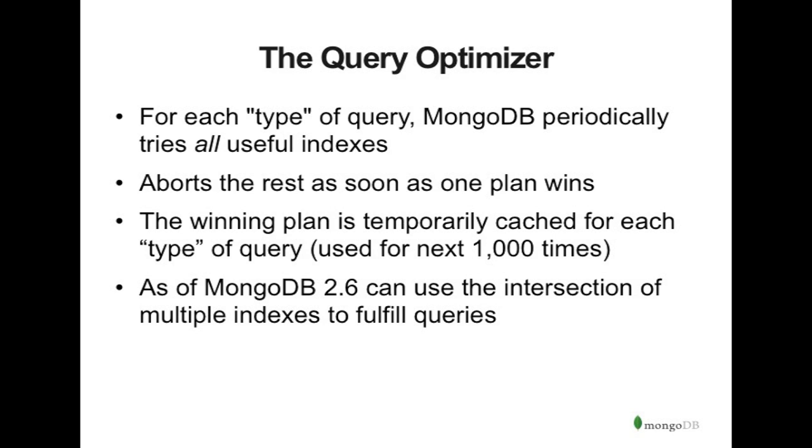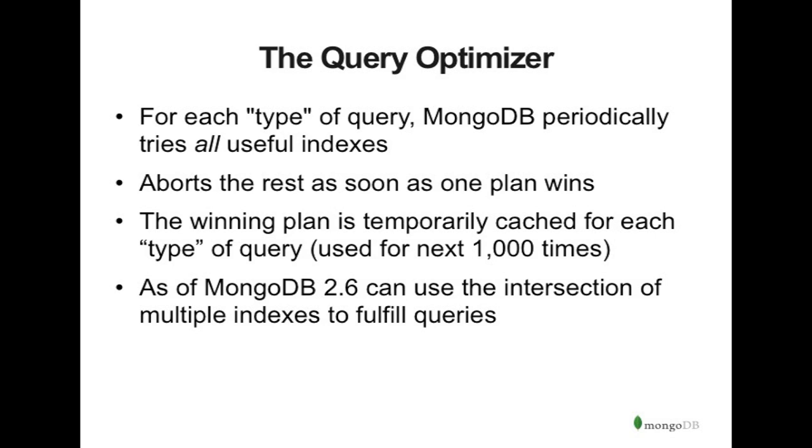The query optimizer is the first element in MongoDB that, for each type of query, periodically tries all useful indexes and collects data into various buffers. I won't go into the internals of how it does that, but keep in mind the one that fills the buffers fastest, based on a batch size, is the winning plan that MongoDB will cache.